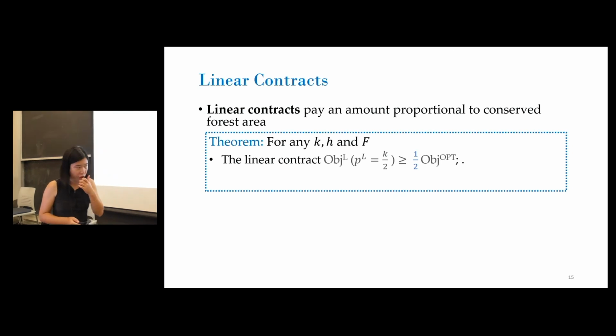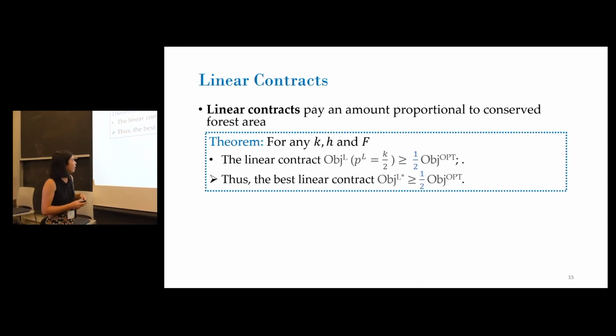And so here's what we can show. We can show that for any value of K, that's the principal's value for the land, any value of H, which is that parameter governing the agent's value for the land, as well as the distribution F over the agent types, there is a distribution-free linear contract that always achieves at least half the payoff of the optimal contract. Okay, and so an obvious corollary is that the best linear contract is always achieving at least half of our desired objective. Okay, and this is in contrast to the conditional contracts where you can get 0%.